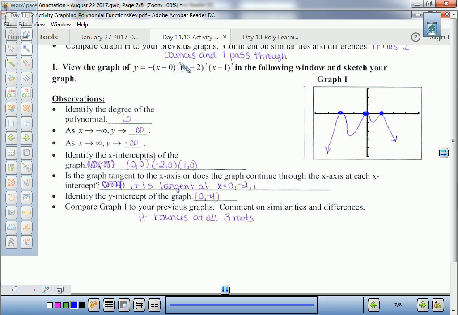Same x-intercepts. These factors give us our x-intercepts. Now we look at the degree. 2, 4, 6, even. And negative leading coefficient. So if it's an even degree function and a negative leading coefficient, it's going to fall to the left and fall to the right. Now each one of these factors is squared, so it's going to bounce, bounce, bounce. It is tangent at all 3 of those x-intercepts.